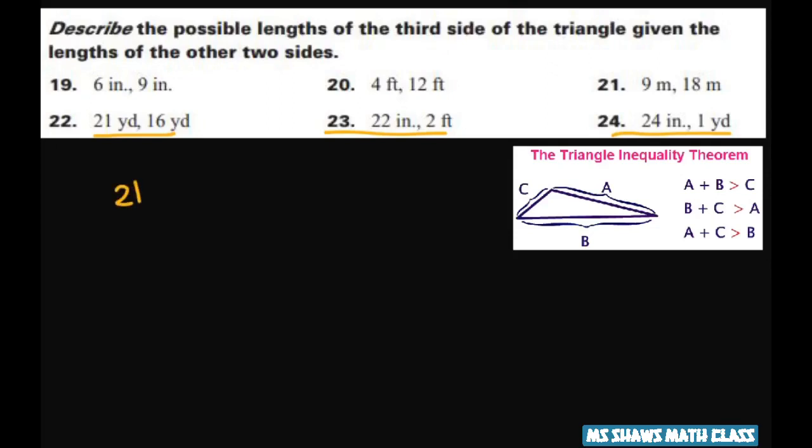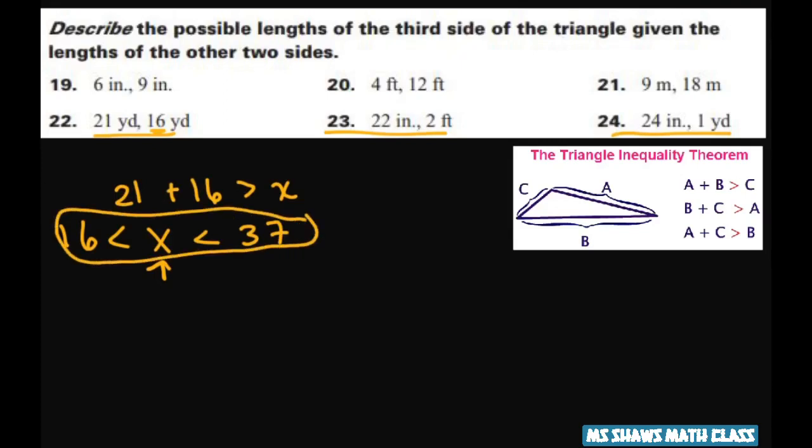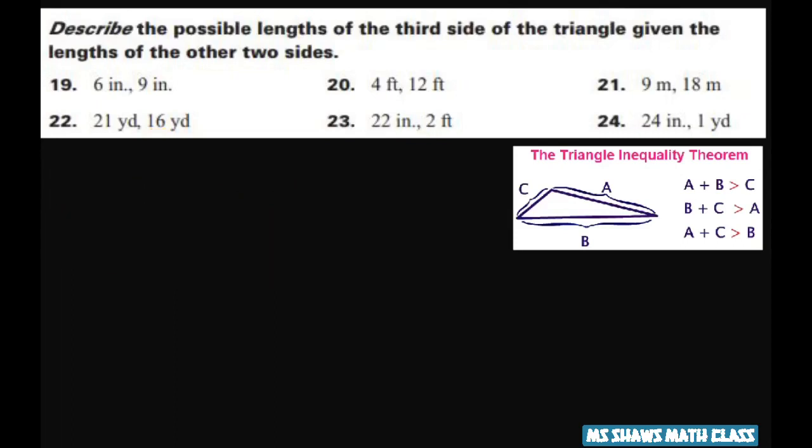And the next one, so you might want to try these on your own. 21 plus 16 has to be greater than x, or we can write x has to be less than 37. And it has to be greater than the difference, which is 5, because it has to be in between those. So that is your answer there. And probably should write yards here.